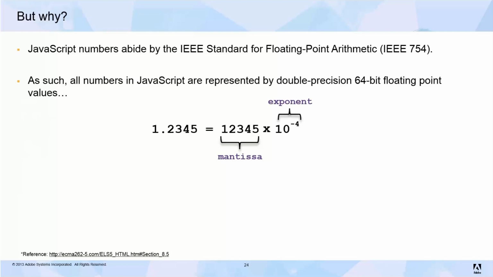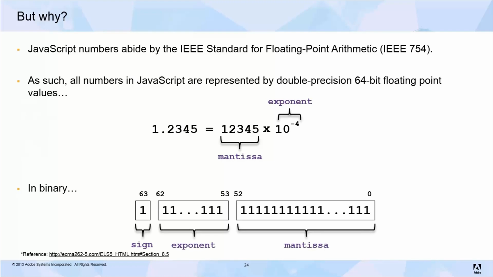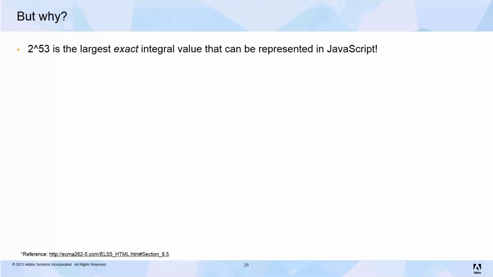How that looks in binary is this. We have 64 bits: 1 sign bit, 10 bits for the exponent, and 53 bits for the mantissa. So what does that mean? It essentially means that 53 bits are the maximum number of bits that you can use to represent integers. In short, 2 to the 53 is the largest exact integral value that can be represented in JavaScript. Anything beyond that goes into the hazy area of approximation, and you will lose precision beyond this value.